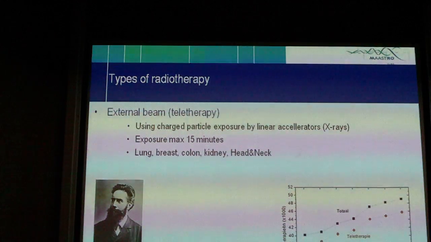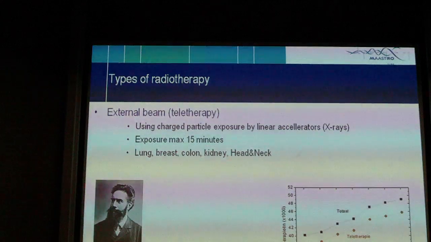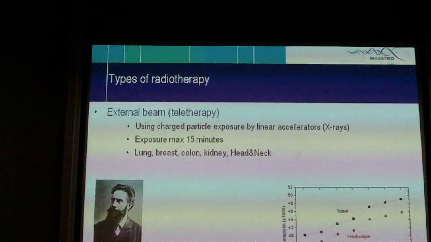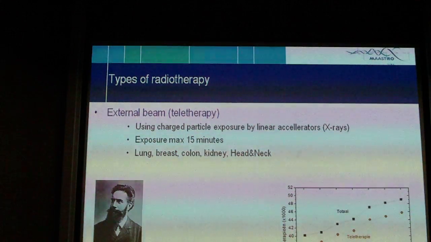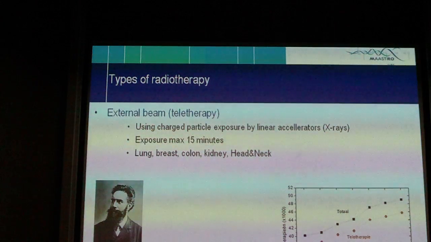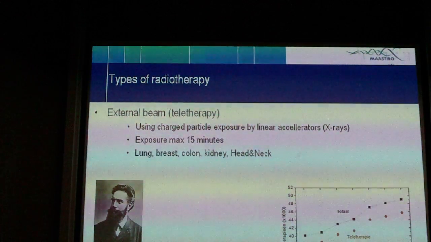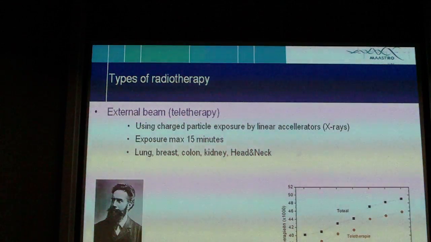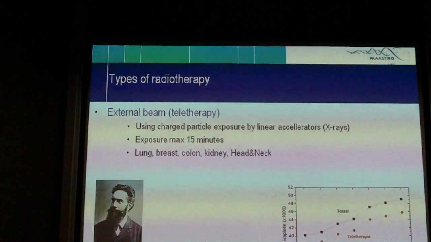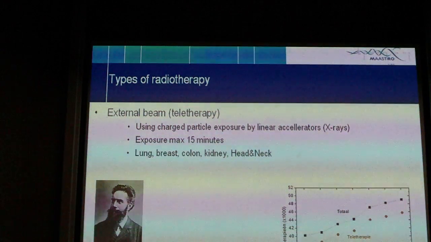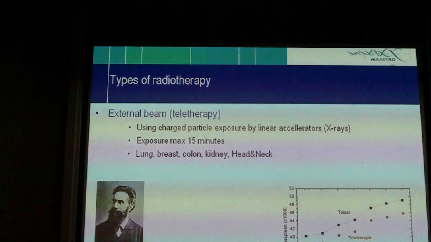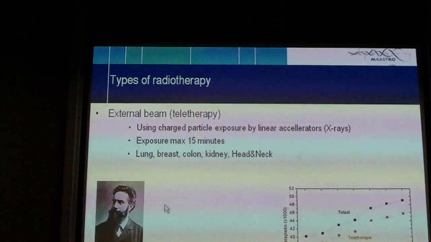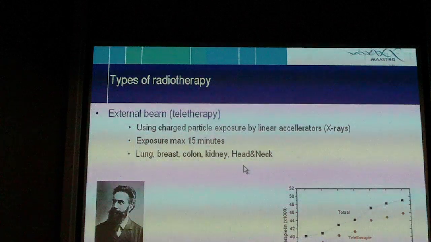So there are two types of radiotherapy. The first one is external radiotherapy, or using an external beam, and this is also called teletherapy. It uses charged particles made by linear accelerators. These are photons, also called X-rays. The exposure time for a patient during a radiotherapy treatment on one day is around 15 minutes. These 15 minutes encompass 2 minutes of radiation and, let's say, 10 minutes to position the patient on the bed. It can be used for lung, breast, colon, kidney cancer, head and neck cancer. And well, this is a picture of our good friend Röntgen, who sort of discovered these X-rays.